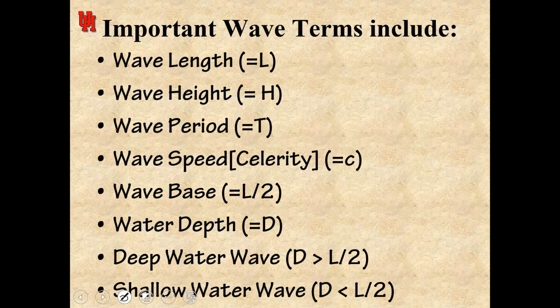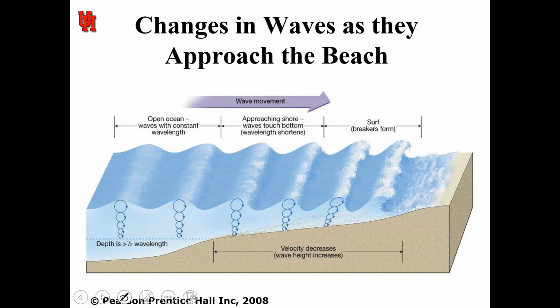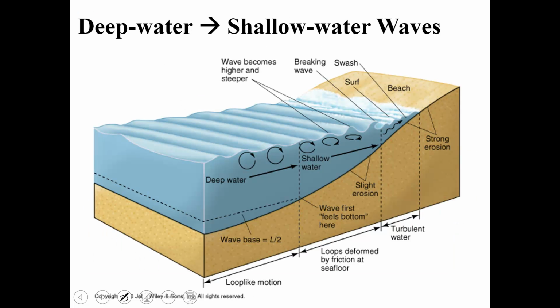Okay. Now, there are a whole bunch of terms, but they're really pretty straightforward that I'll be referring to. The wavelength, the wave height, and the wave period. I haven't mentioned the speed of the wave, but clearly the speed of the wave is going to determine the wave period based on the wavelength. That's the celerity of the wave, the wave base, which is 1/2 the wavelength, the water depth, and the deep water wave versus shallow water wave. So kind of keep these concepts in mind as we look at the changes that occur in a wave as it approaches the beach.